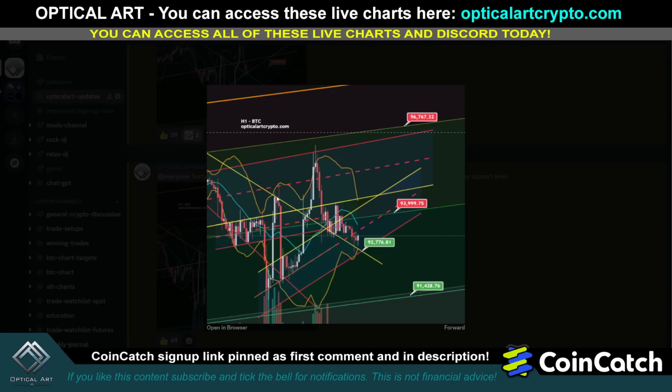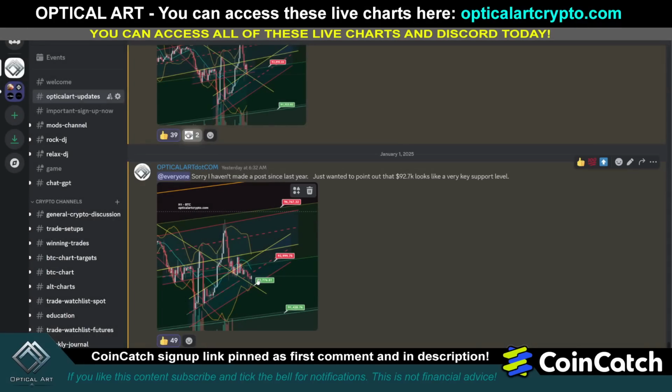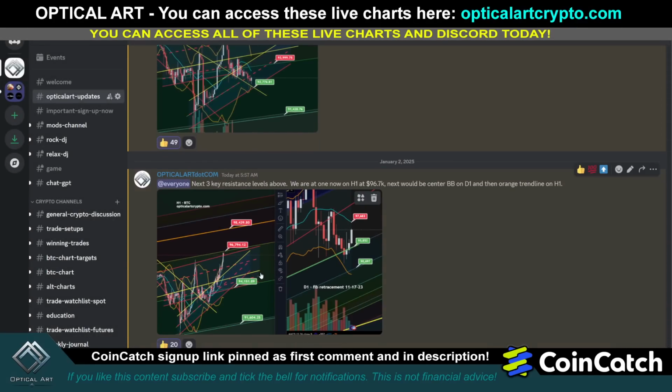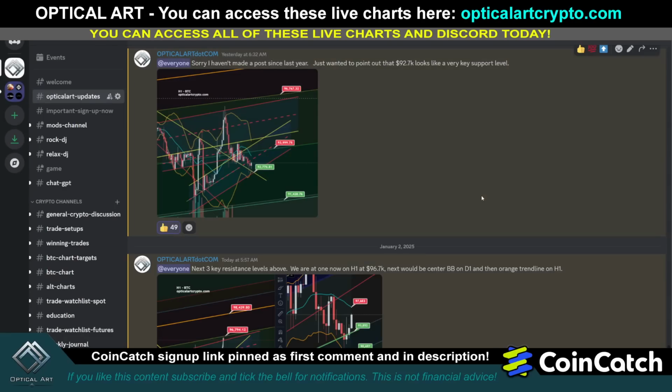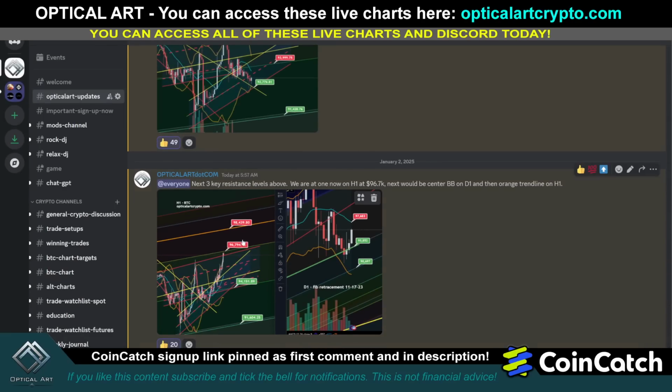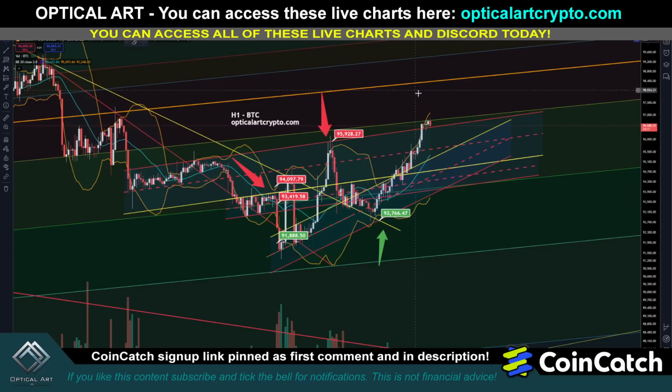So since we were above that yellow macro trend line, testing as support plus the bottom of this channel, that told me that was a point to long. And you can see we pushed up from that point. And take note, look at that. The next point I had above was 96,767. And take note where we're at right now. You can see right here.